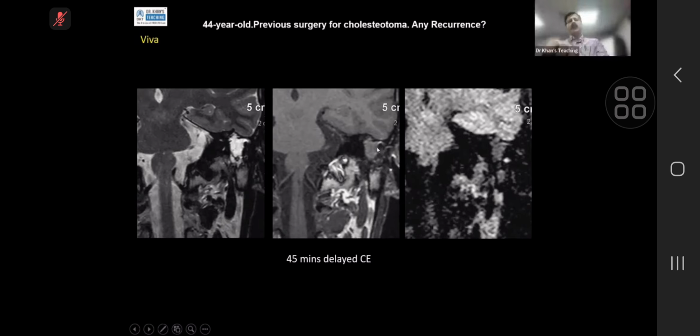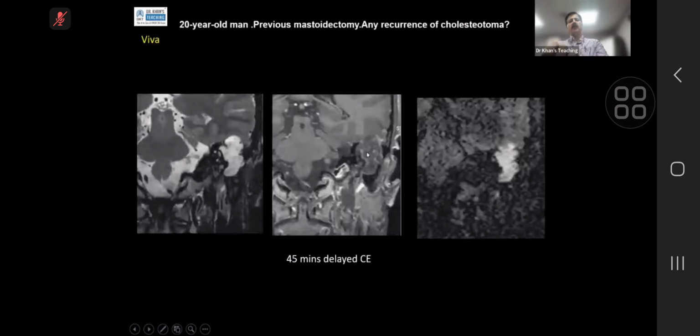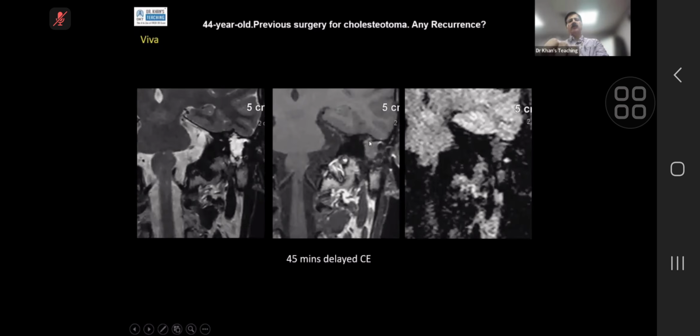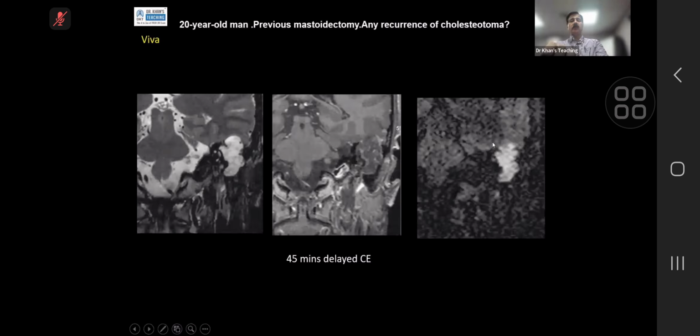Okay. If you say that there is a subtle enhancement, then your diagnosis will be that this is granulation tissue. On the other hand, if you say that there is no enhancement, then this will be just fluid. But the main clinically important finding you have picked up very well. The clinically important finding was, is there a cholesteatoma or not. Please remember, if there is a cholesteatoma, they will go in and they will remove it because it will cause more and more destruction.